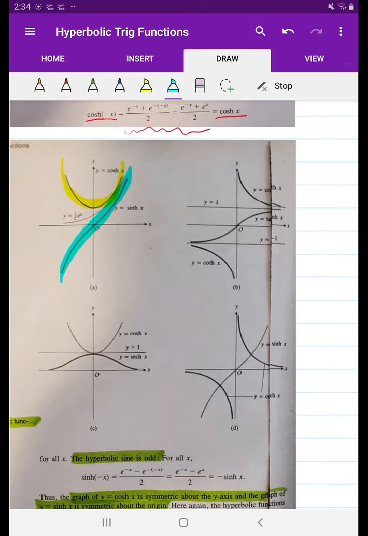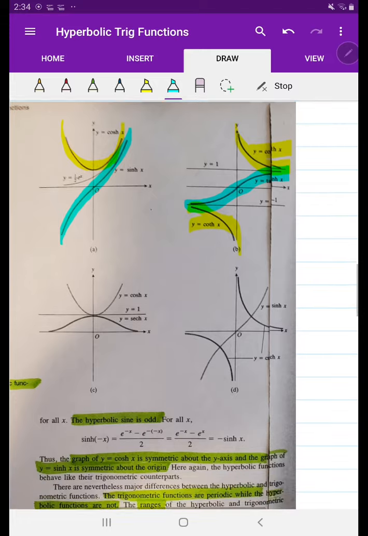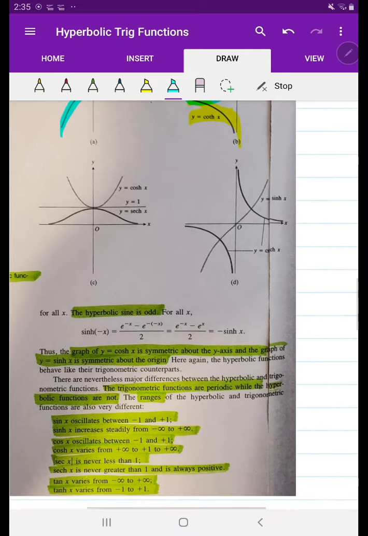And then we can graph coth x, y equals coth x. So that's going to be this upper curve here and this lower curve here. And then y equals tanh x will be this one that exists between y equals -1 and y equals 1, right? And then you can compare y equals cosh x.